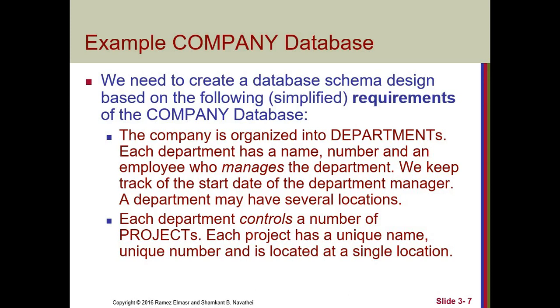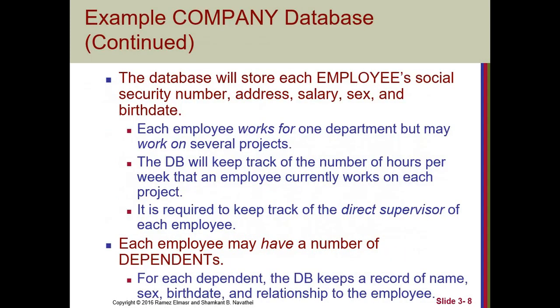Think back to the university example in Chapter 1. Consider what entities are involved. Here we have listed departments featuring name, number, and employee, manager, and projects with a project name, unique number, and single location. In theory, both departments and projects could have more sub-entities, hence the simplified requirements referenced. Now we are getting into potential HR requirements. Again, each entity could have more sub-entities than are described here.